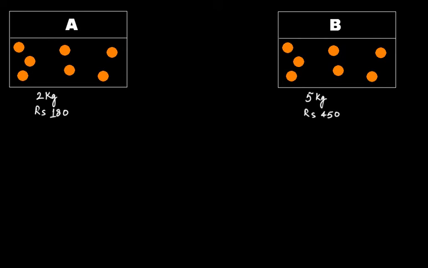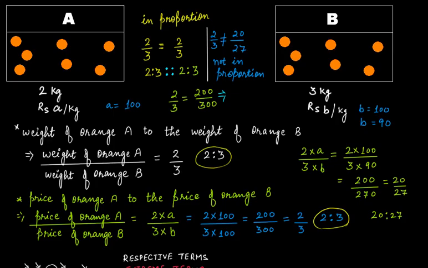You go to a market, and there are two shops, shop A and shop B. Shop A is selling 2 kg oranges for rupees 180, and shop B is selling 5 kg oranges for rupees 450. Now, anyone would get confused whether the prices at these two shops are the same or different. At that time, you use this concept of proportion.